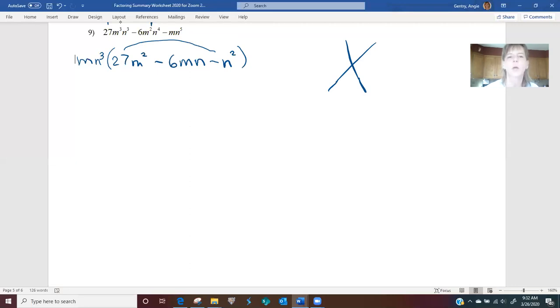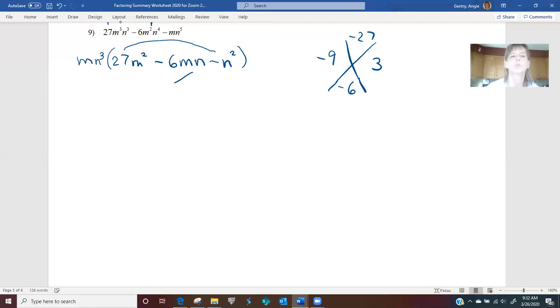What would you have as a product? You know, and don't ever put variables over here in this shape. 27 times -1 is -27. And the sum is -6. So you need two numbers that multiply to 27, like 9 times 3, but you need a -6, so it has to be a -9 and a +3.